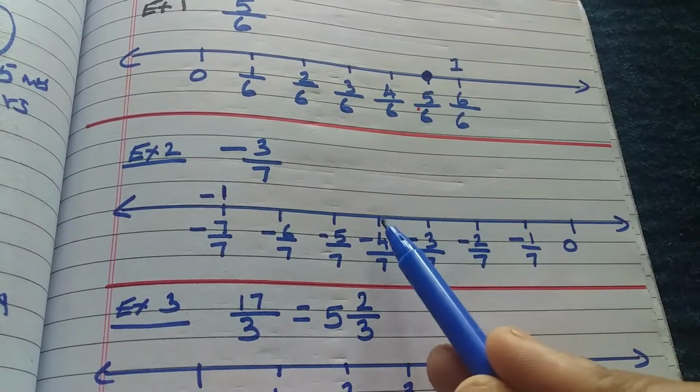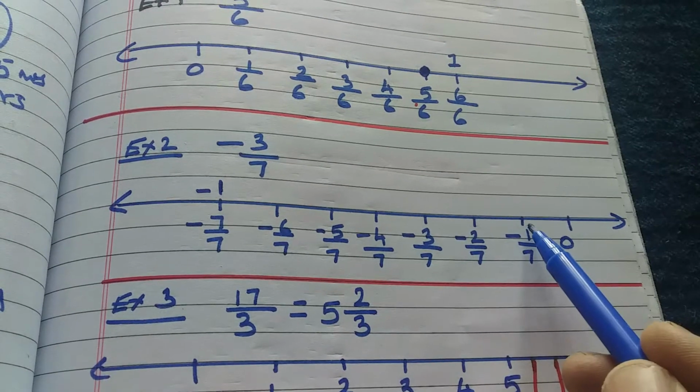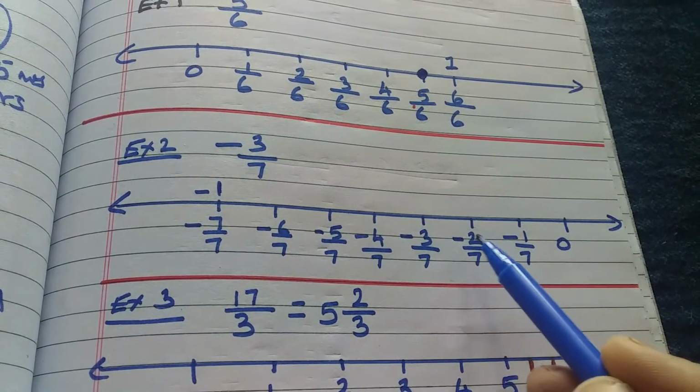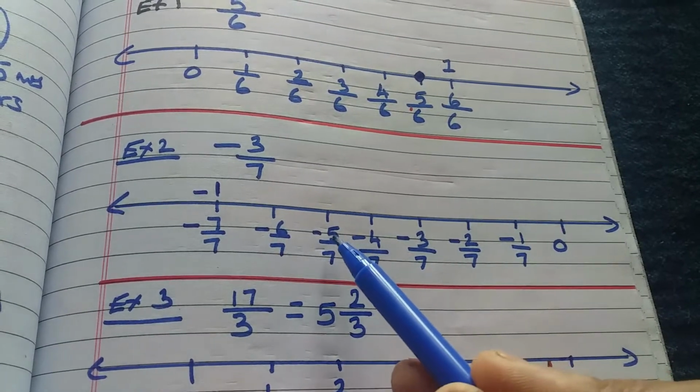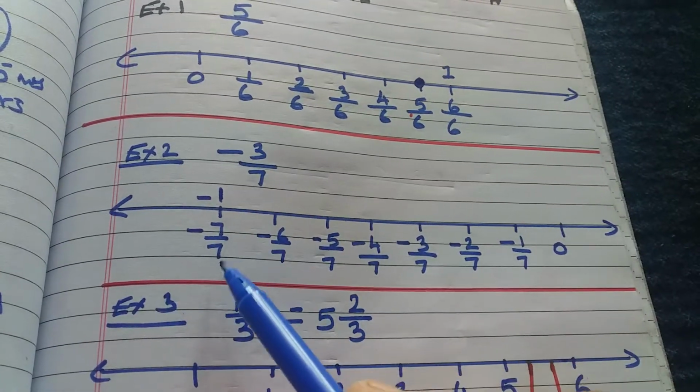1, 2, 3, 4, 5, 6, 7. Now this is the first line out of 7 lines. Second line out of 7 lines. Third out of 7. Fourth out of 7. Fifth out of 7. Sixth out of 7 and 7 out of 7.